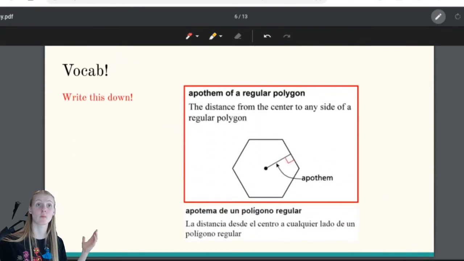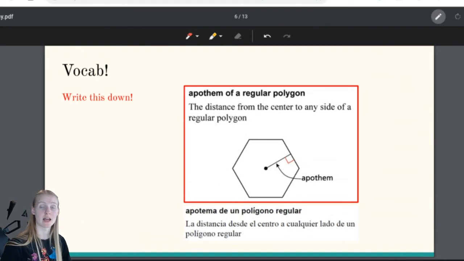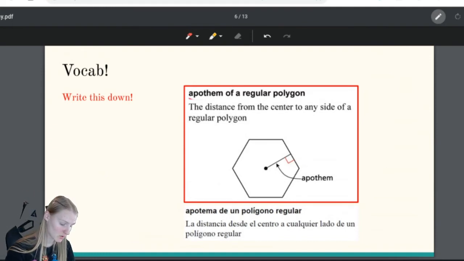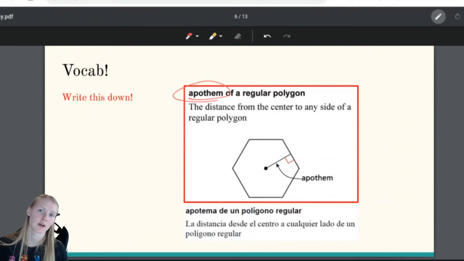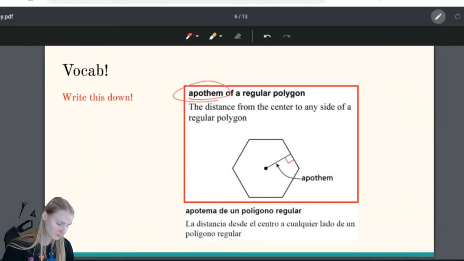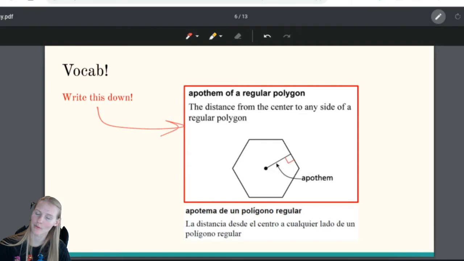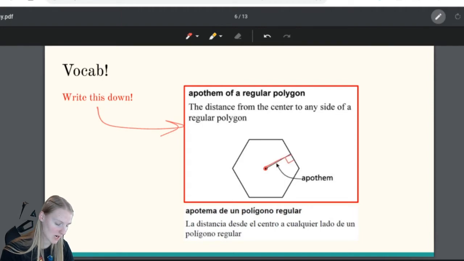Okay. Next, we only have one more example, folks. And in order to do those examples, you need to know what an apothem is. Apothem, apothem, I don't care how you pronounce it, as long as we're on the same page. So, please write this down, pause the video, put that red box in your notebook. The distance from the center to the side of a regular polygon.